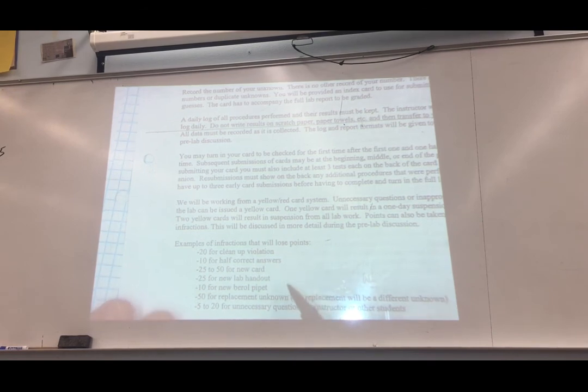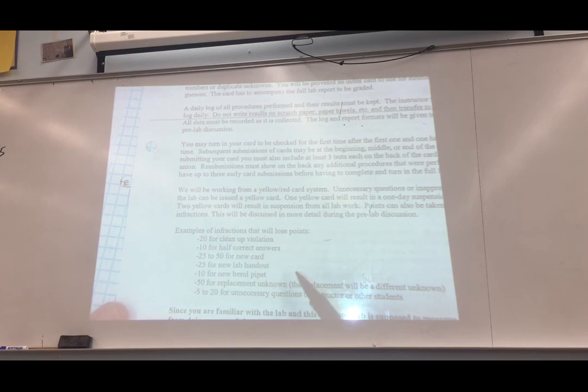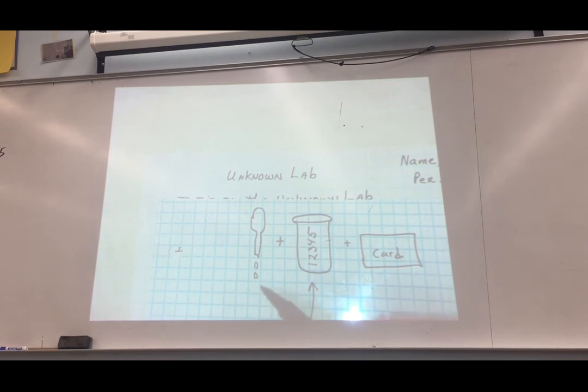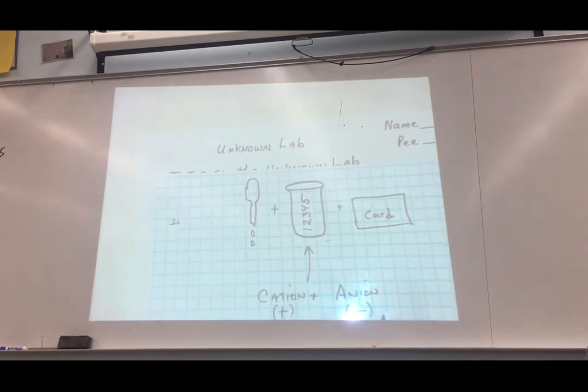All right. If you lose this lab handout and don't have one, don't bring it with you, I'll be glad to give you another one for 25 points. If you lose your dropper, which really is for you, they're sterile when you get them and nobody's unknown but yours should be put in that dropper. I'll give you a new dropper for 10 points.